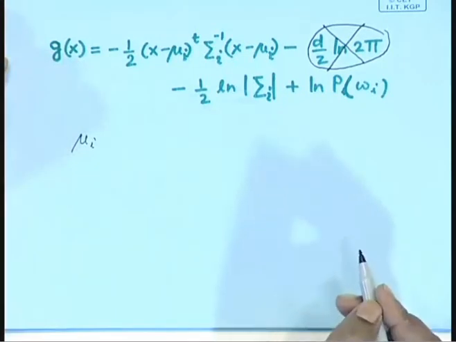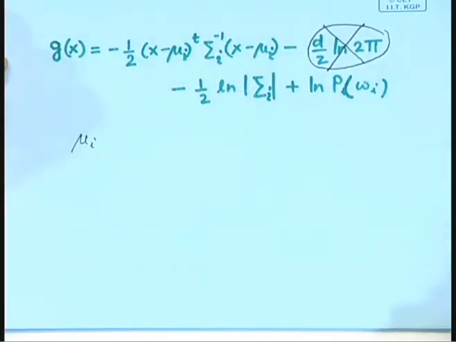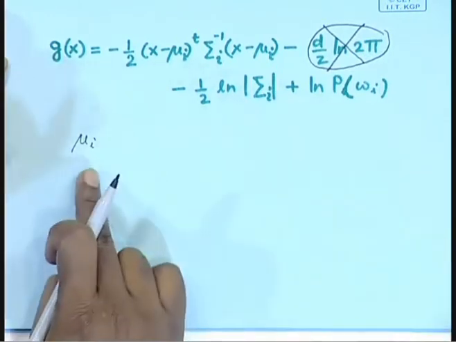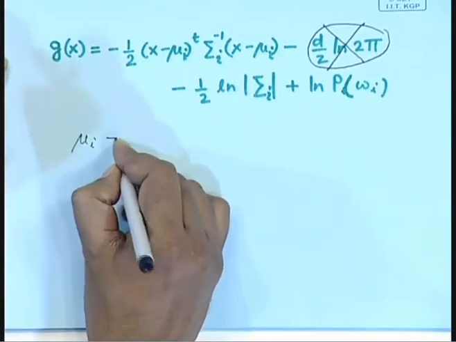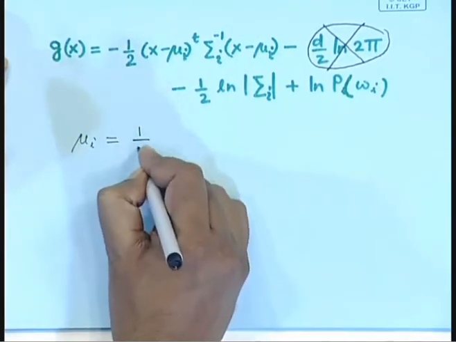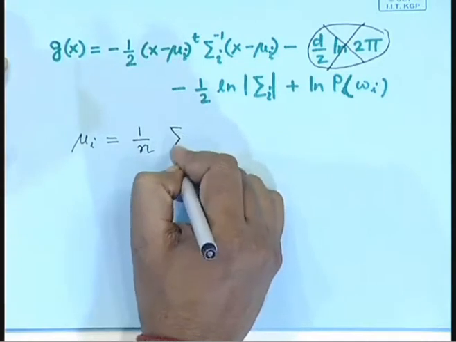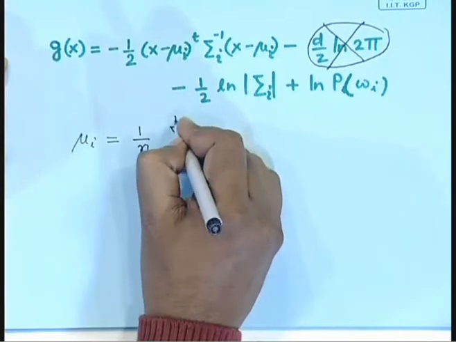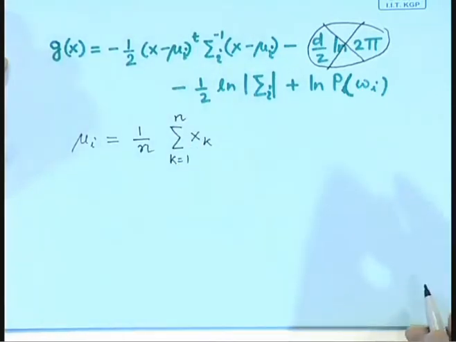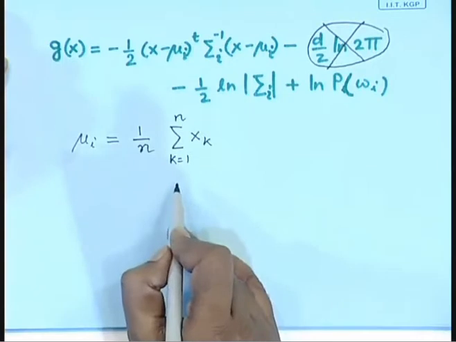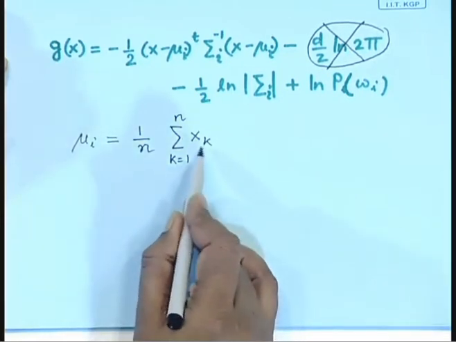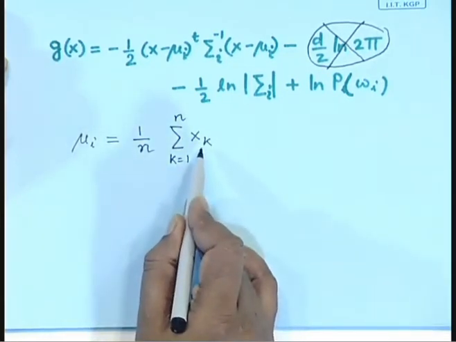Now, when I try to compute the value of mu i, assume that I have n number of training samples belonging to class omega i. So, mu i is nothing but 1 upon n summation of x k, where k varies from 1 to n. So, I have to incorporate n number of summations followed by 1 division, and this x k is a feature vector of dimension d.